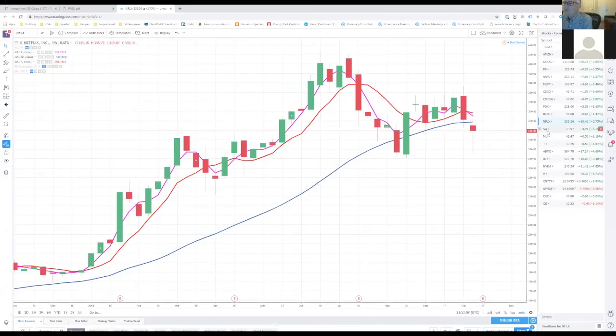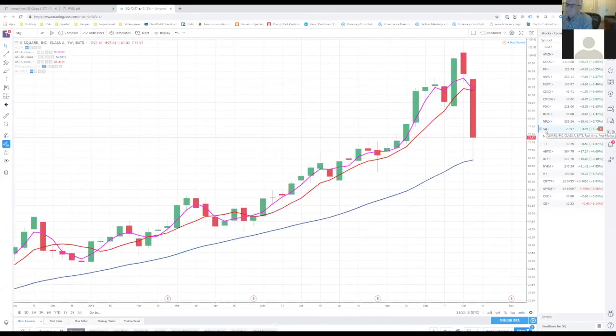And we are going to go on to Square. Still looking good. This is nasty. We broke down through the long term. We're closing well above it. Would I be taking some money off of it? Probably not. Would you? Probably, or maybe. That's up to you. You understand what the implications are.